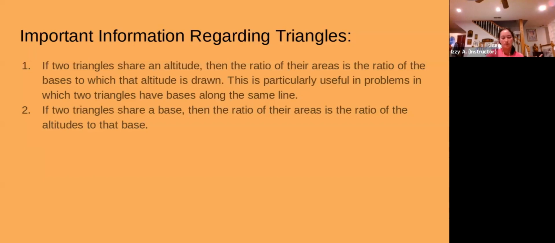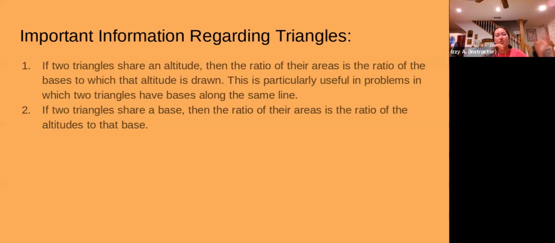I believe it's the next slide. But basically what this is saying is, if we look at point 1, if two triangles share the height, then the ratio of their areas is going to be equal to the ratio of the bases. So if you think about it, there are going to be two triangles sharing the same height.